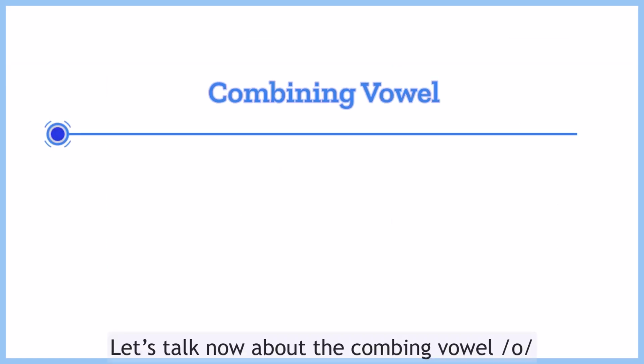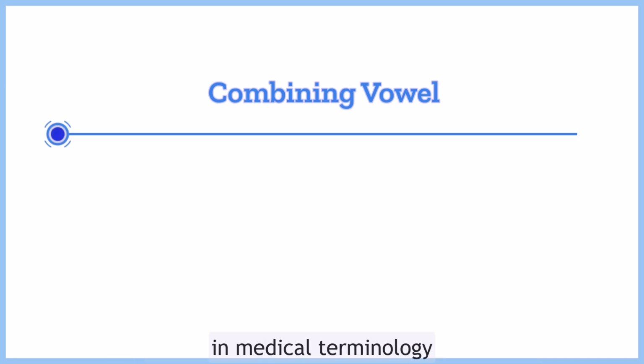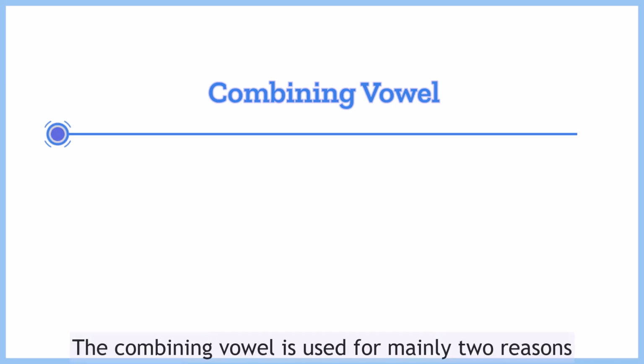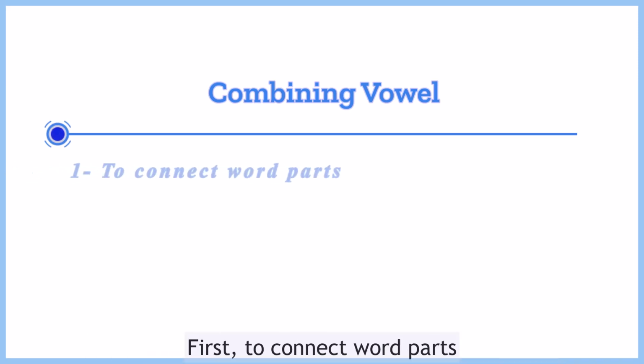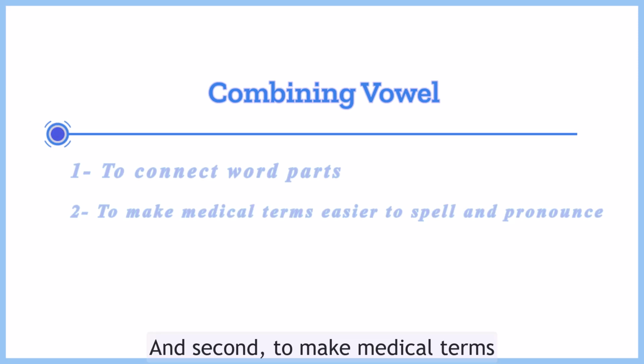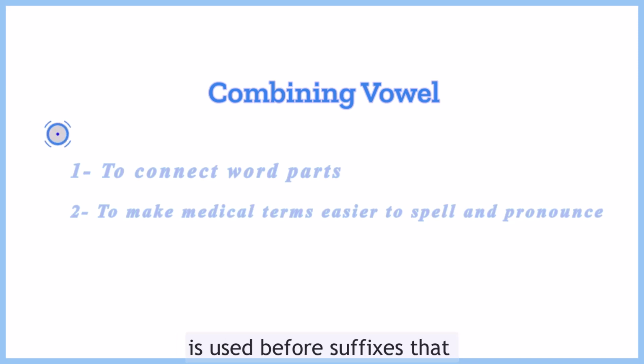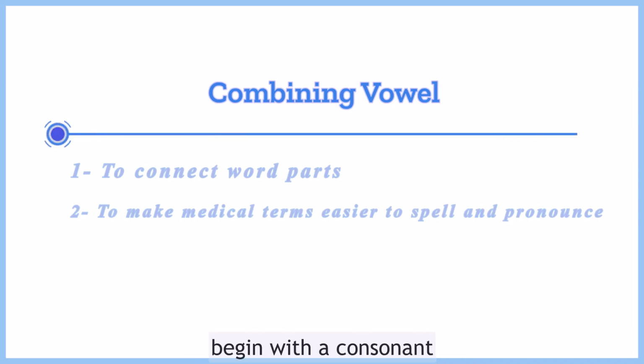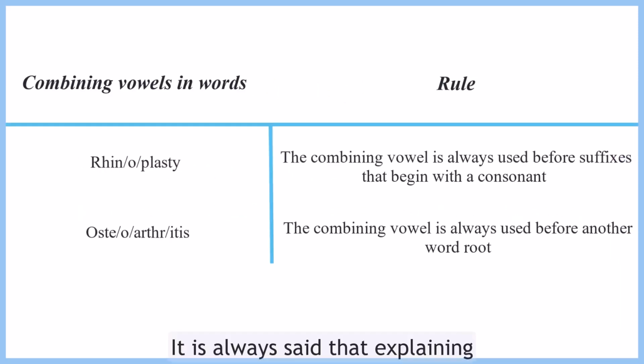Let's talk now about the combining vowel O in medical terminology. The combining vowel is used for mainly two reasons. First, to connect word parts, and second, to make medical terms easier to spell and pronounce. More explicitly, the combining vowel, which is O in medical terms, is used before suffixes that begin with a consonant and before another word root. It is always said that explaining with examples does the job.